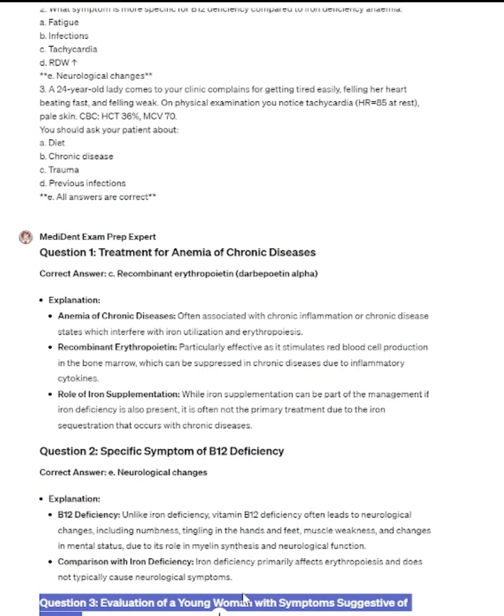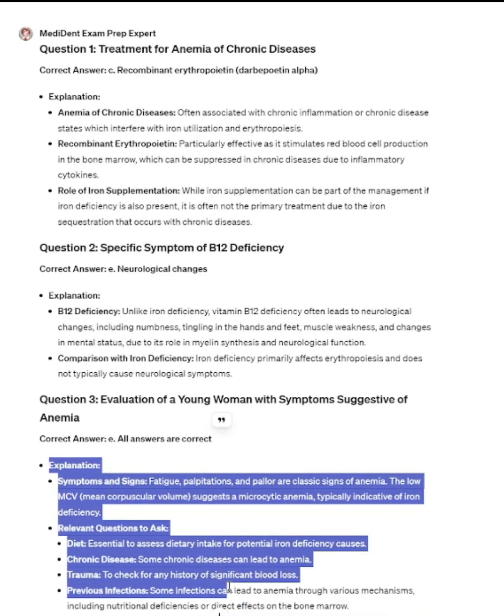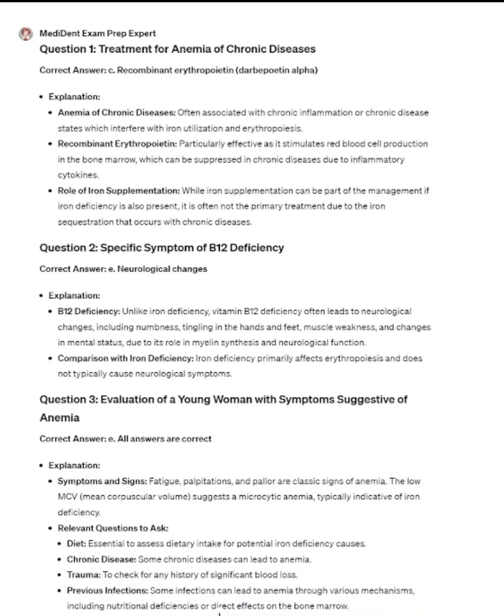Question 1. Treatment for anemia of chronic diseases. Correct answer: C. Recombinant erythropoietin, darbepoetin alpha.